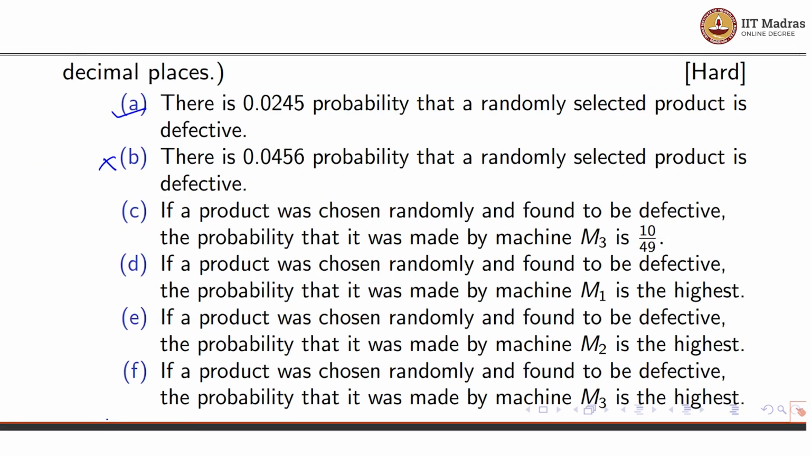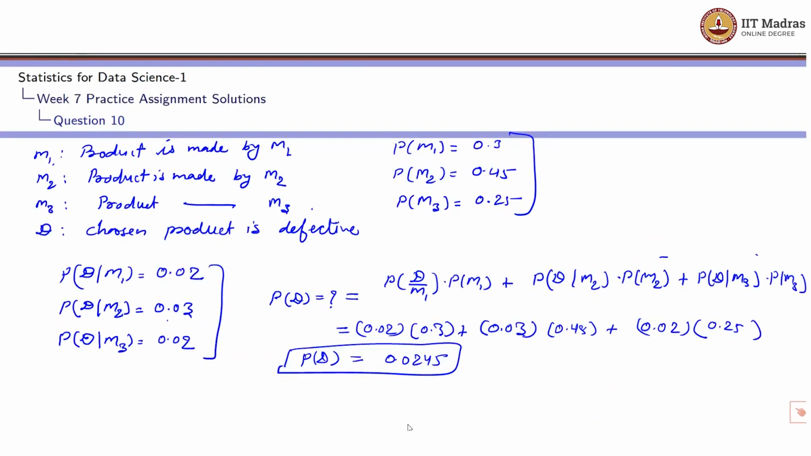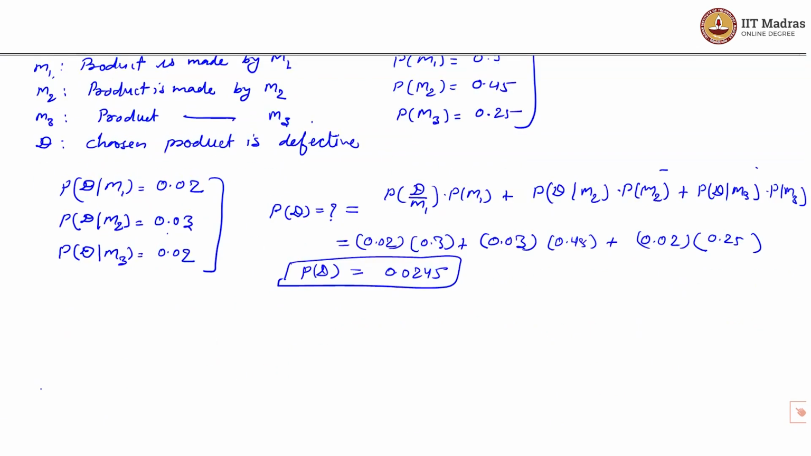In option C, if a product was chosen randomly and found to be defective, the probability that it was made by machine M3 is 10 by 49. So let's calculate it. A product is chosen and it is found to be defective. Now we have to find the probability that it is made by machine M3. So we have to find the probability of M3 given that it is a defective piece.